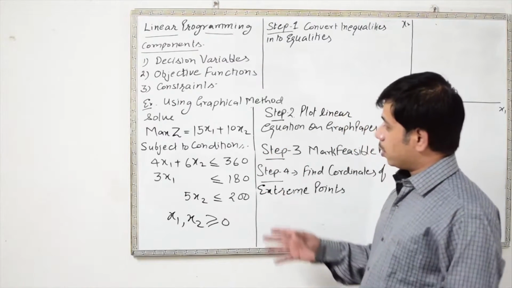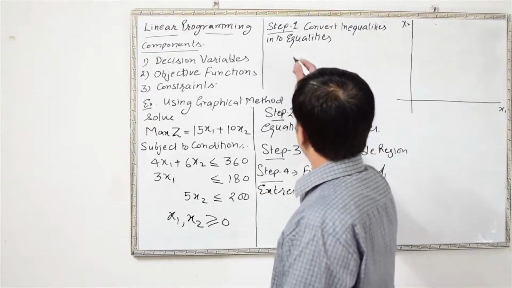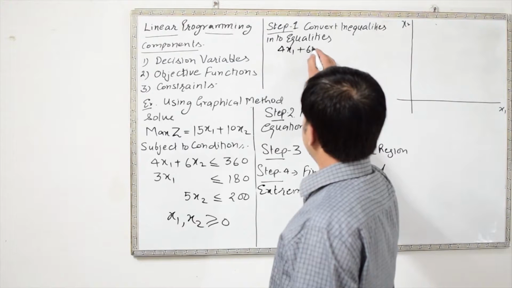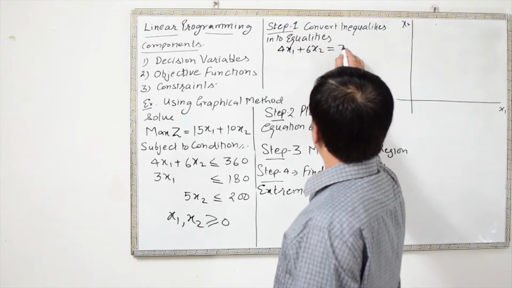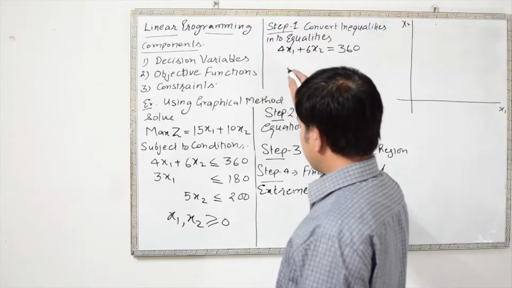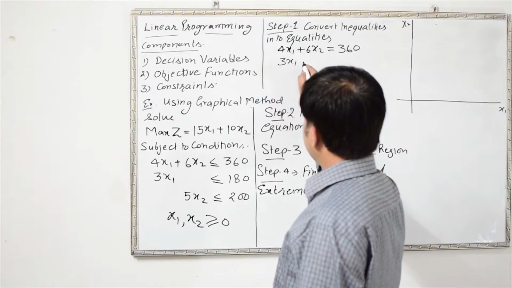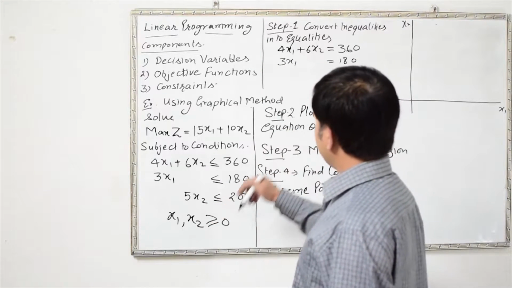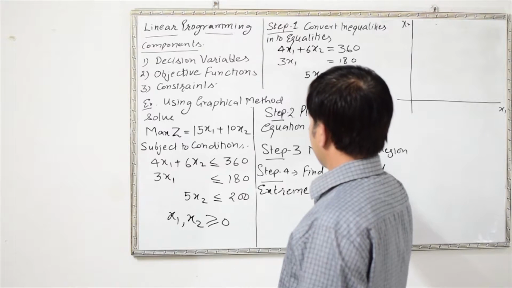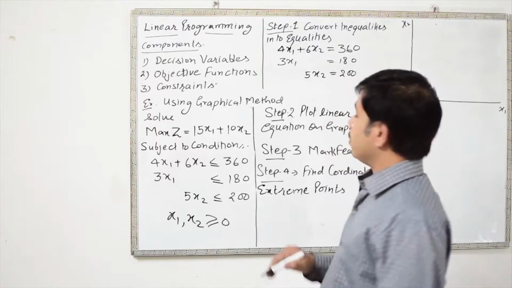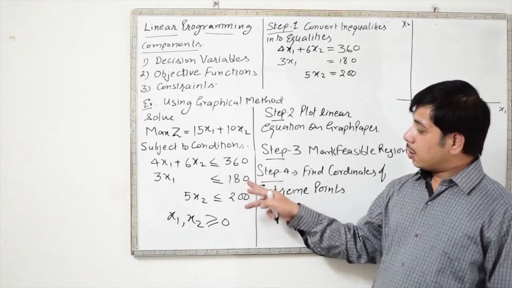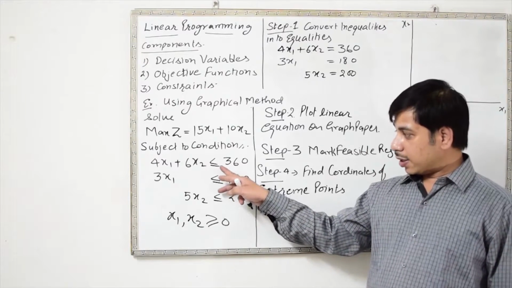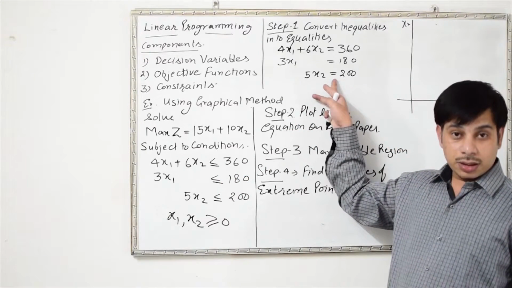After the conversion, my first constraint turns into 4x1 plus 6x2 is equal to 360. The second constraint, 3x1 is equal to 180, and the third constraint changes to 5x2 is equal to 200. This is how we convert our inequalities into equalities. We did nothing, just replaced the inequality sign by an equality sign.